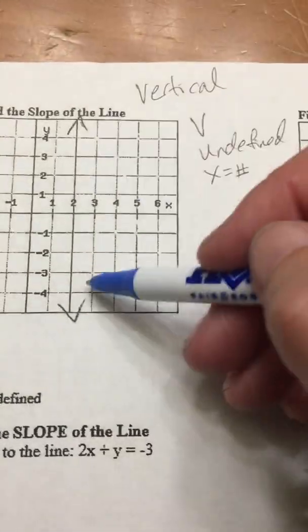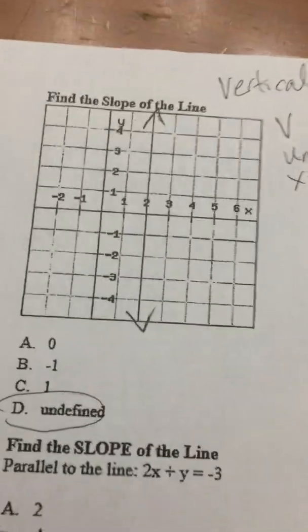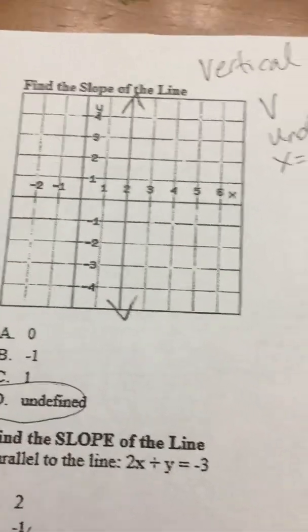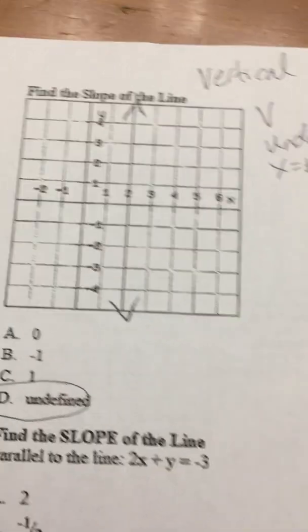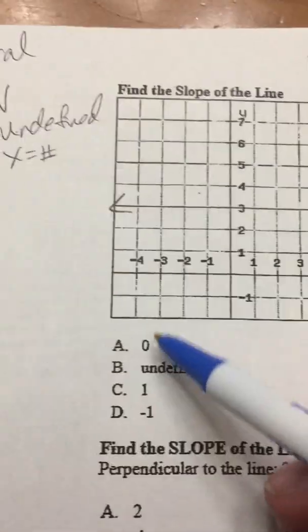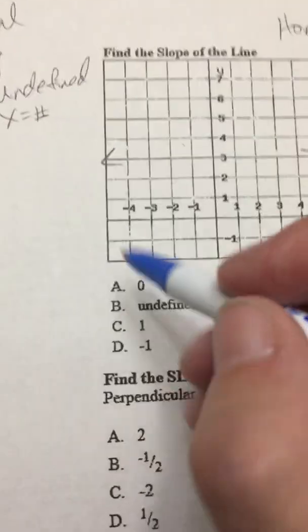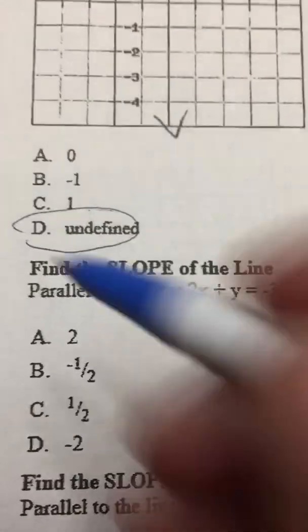So let's see what they're asking me to find. What is the slope? Since it's a vertical line, you wrote VUX, it's U, it's undefined. You could also do the little song: 0, positive, undefined, negative, 0, positive, undefined, negative, and do that little arm movement with it. Here's the horizontal, and again, on this one they're asking for the slope, and the slope of all horizontal lines is going to be 0. There we go.